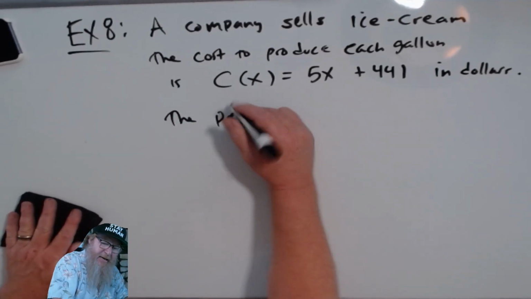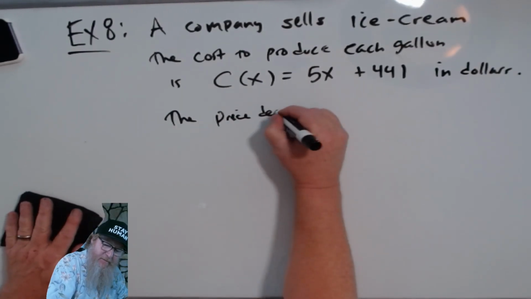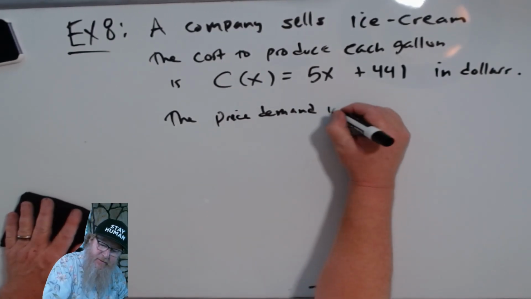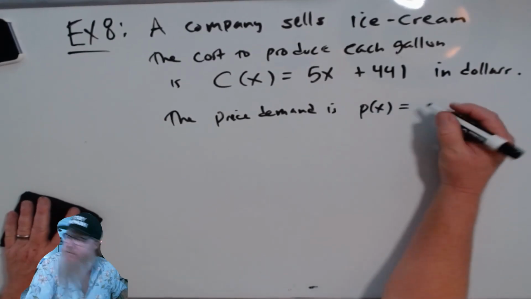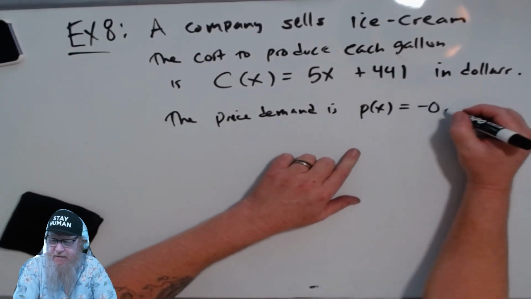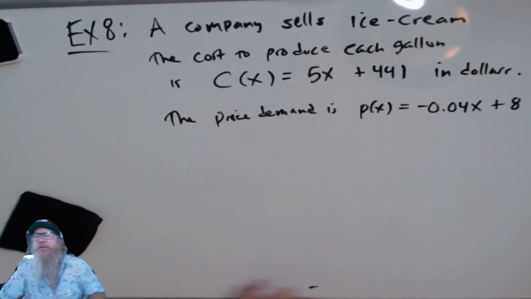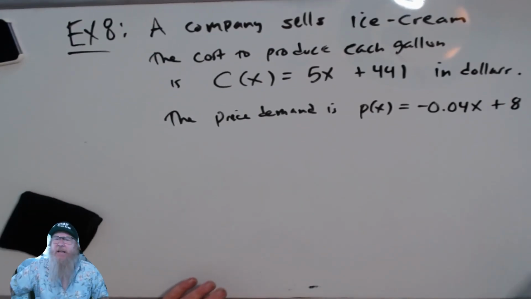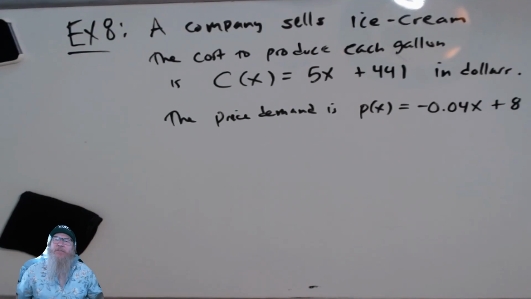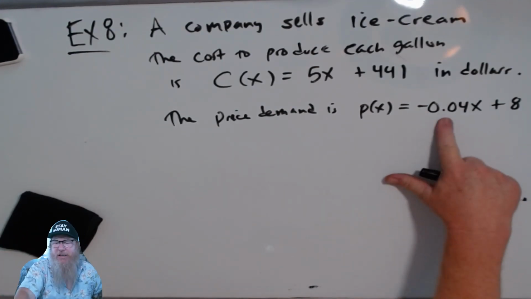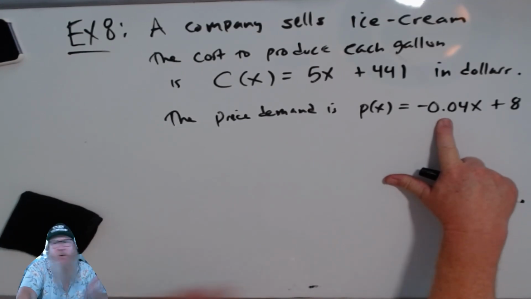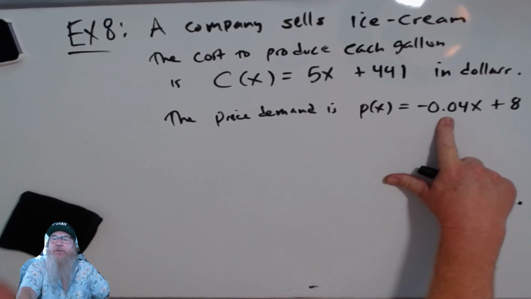The price demand is p(x) equals negative 0.04x plus 8. Now, this is a more traditional price demand function. It's just a straight line. We don't typically take the derivative of a straight line. I mean, you could, but it's not very interesting because it's a straight line. The slope is always the same, so you would always get this value. So I'm not going to ask that question this time.